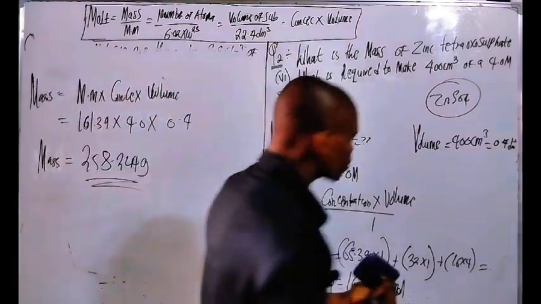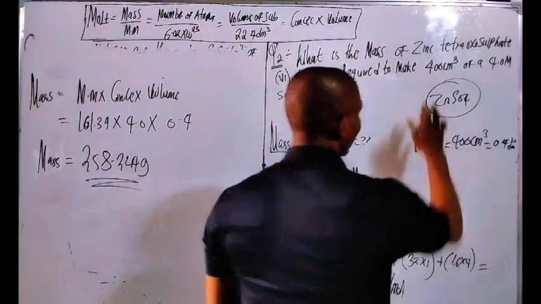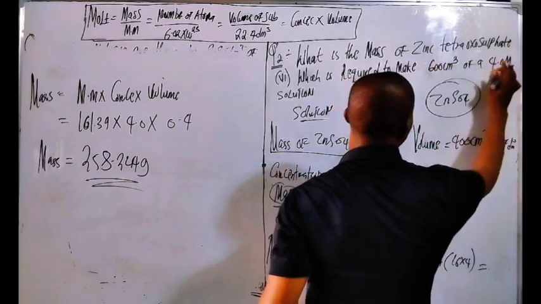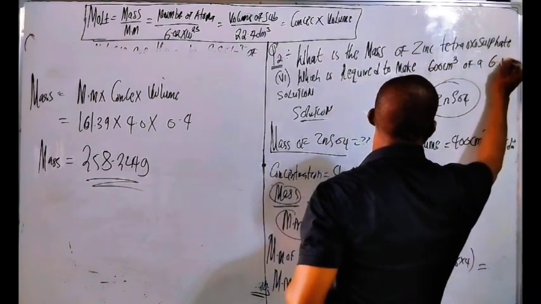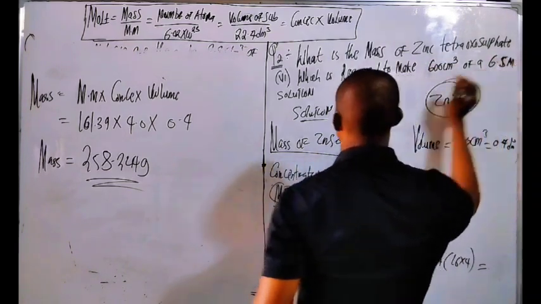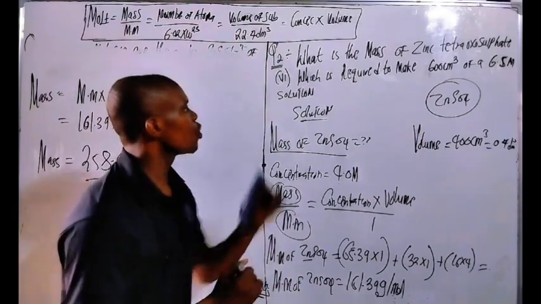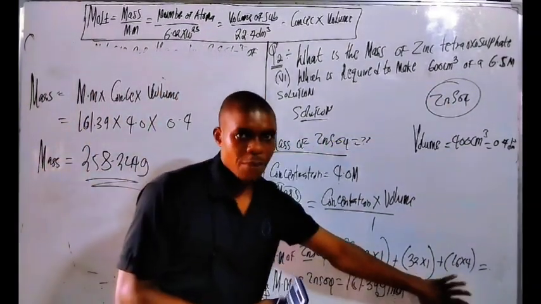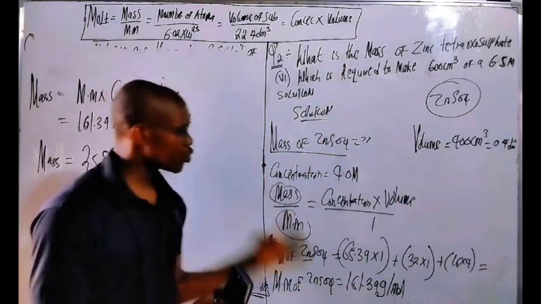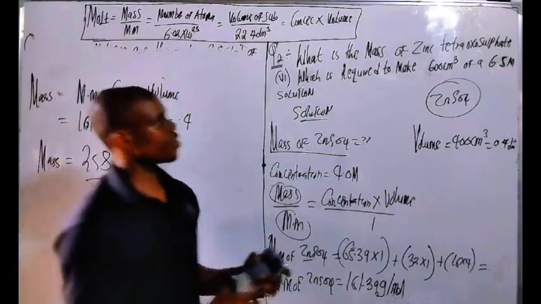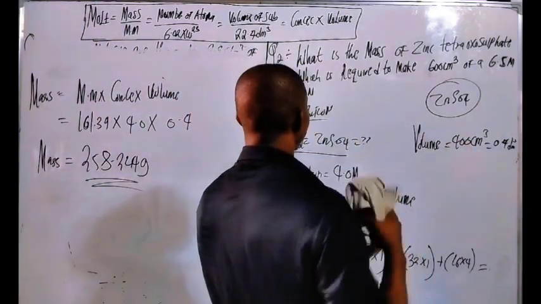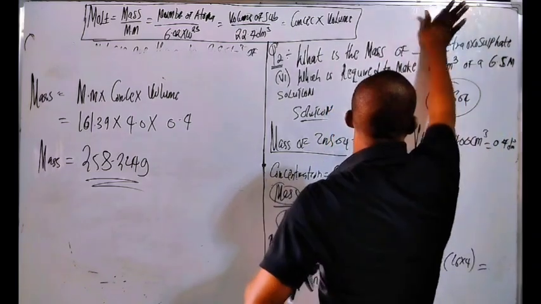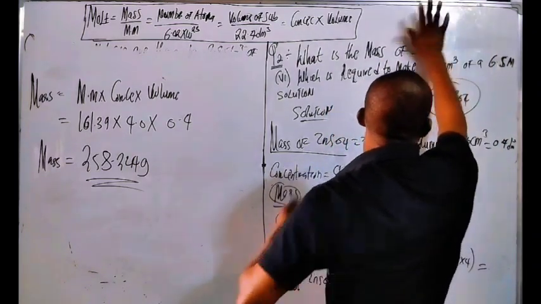Now, what if I change the values? Let us say here is 600 and here we have 6.5 molarity. What will be the answer when it comes to question 2? Please follow what I've done here. Pause the video, follow what I've done, then solve this problem for me. Now let us say we remove this one here and put what?